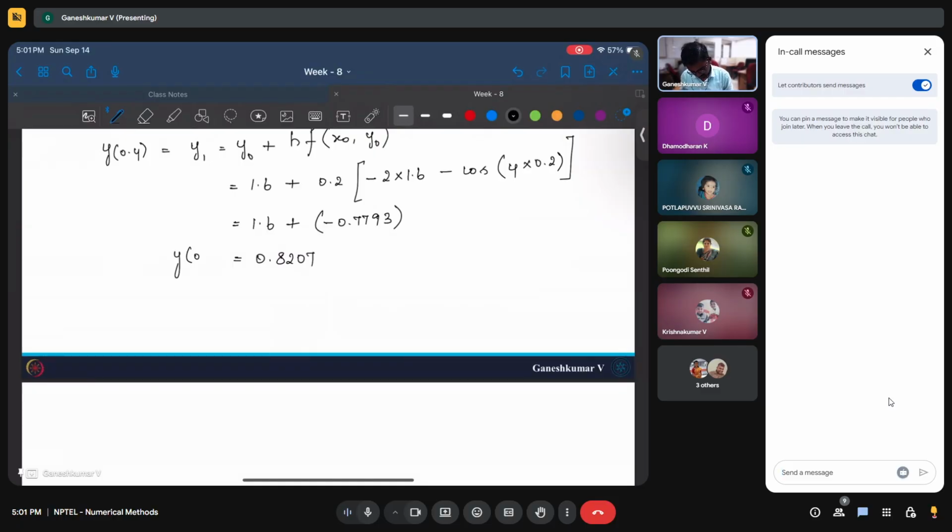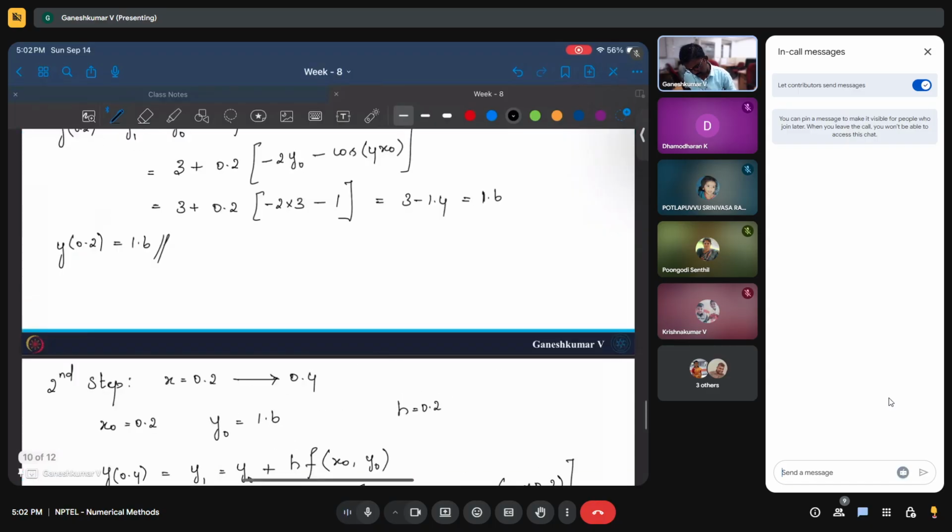This is y at 0.4 from the Euler method. And the exact solution, let me not use y star, let me just use y exact. Y exact at 0.4 is 1.1959. You can see how big the differences are.